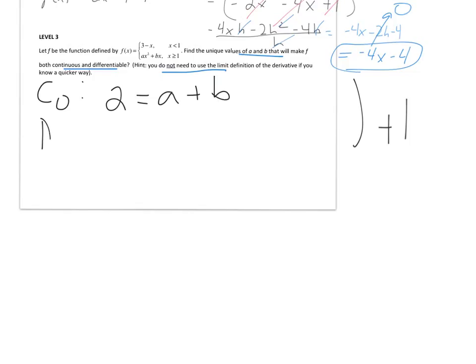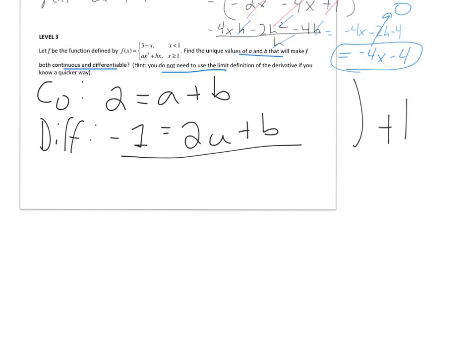Second, I'm going to address the differentiability piece. In order for this function to be differentiable about 1, then the derivative from the left of 1, well, the derivative with my power rule of 3 minus x is just negative 1, has to be equal to the derivative from the right, which again, via my power rule, is 2ax, so about 1, that's 2a, plus b. I now have the following system of equations that I can solve.